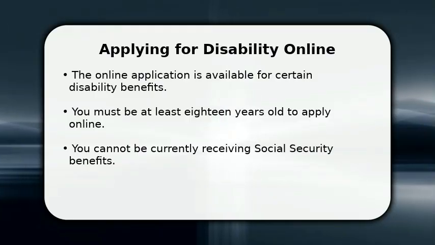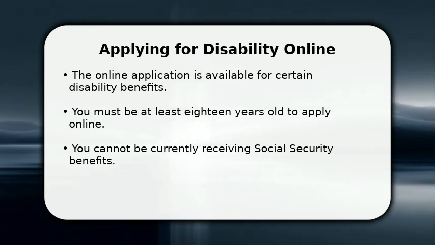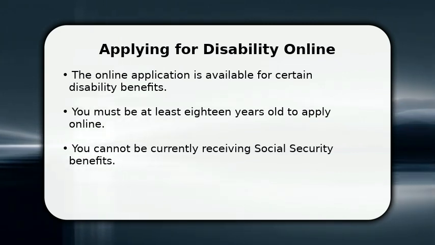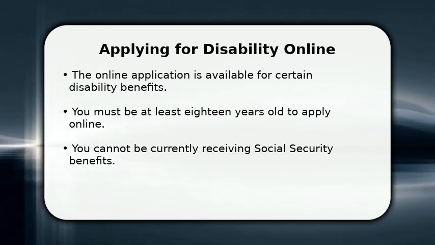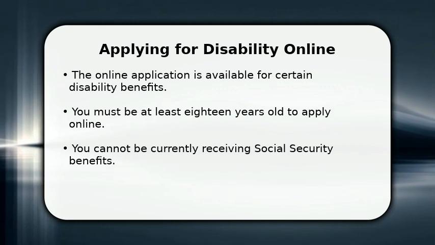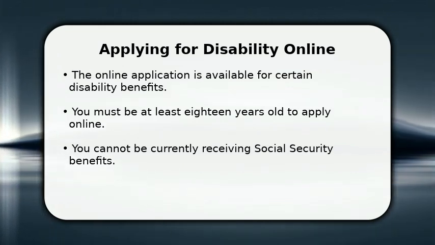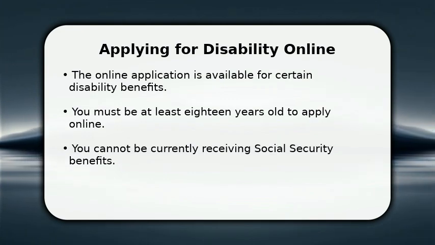In this video, I will explain how to apply for Social Security disability online. First, ensure you meet the basic eligibility criteria. You must be at least 18 years old, not currently receiving Social Security benefits, and applying for disability benefits. The online application is a convenient way to start this important process, often taking only 15 to 30 minutes to complete the initial steps. This guide will help you navigate each stage effectively.